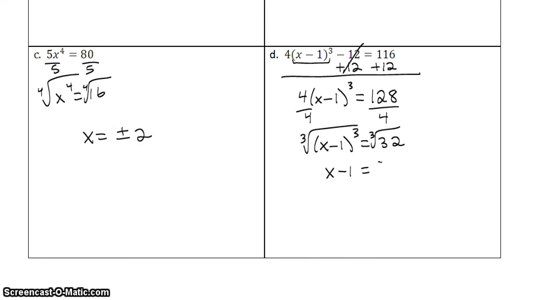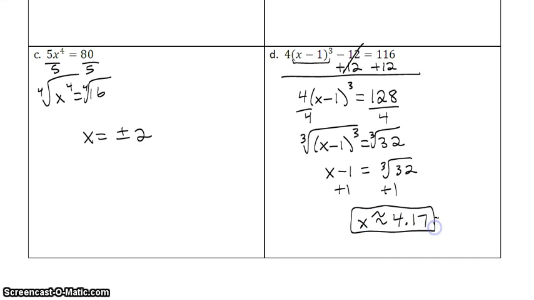So the cube root of 32, and then I'm going to add 1, and I'm ending up with approximately 4.17. So that's our approximate answer. And I just typed into my calculator cube root of 32 and then plus 1. Some calculators, depending on your model, when you type this into your calculator, you may need to do a close parentheses after the 32, depending on your calculator type.